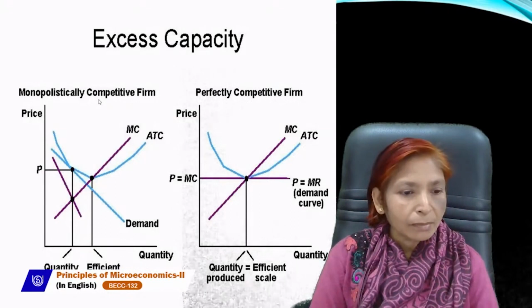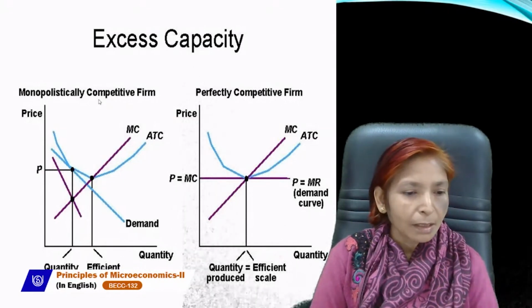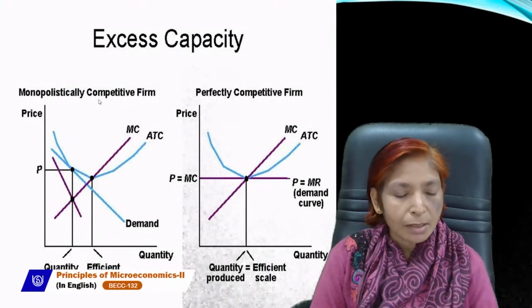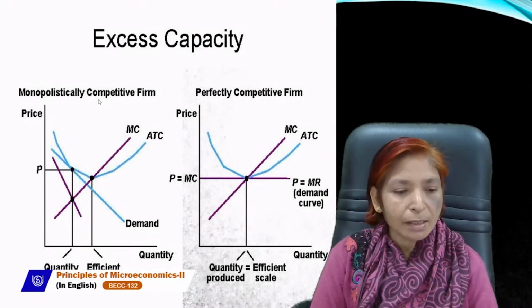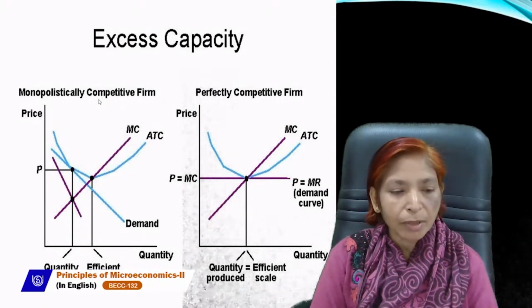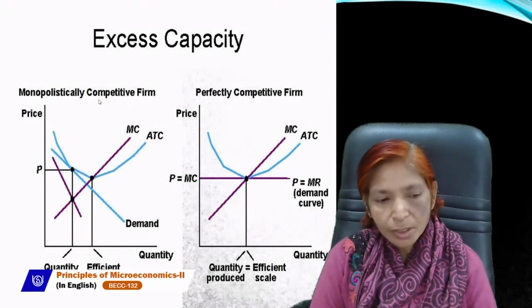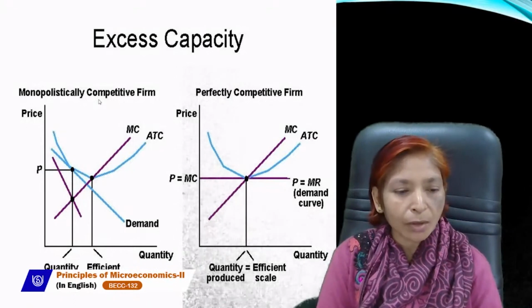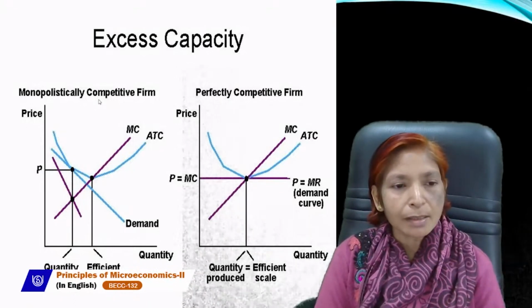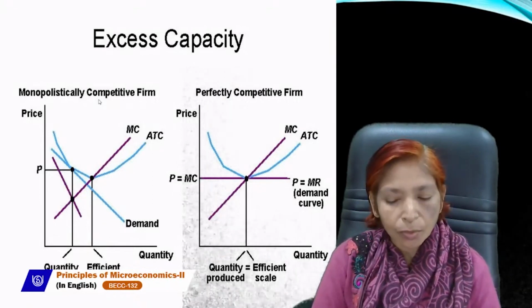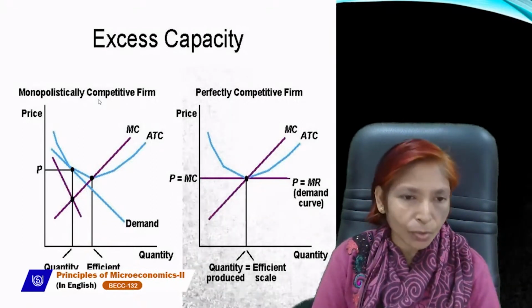In the first diagram, the quantity produced by the producer is less, but the efficient scale of the output is more. The loss or gap in between this is called excess capacity. The gap that lies between the efficient scale of output and the profit maximizing output, or quantity produced, is called excess capacity, which always exists in a monopolistic competition market due to inefficient allocation of resources.